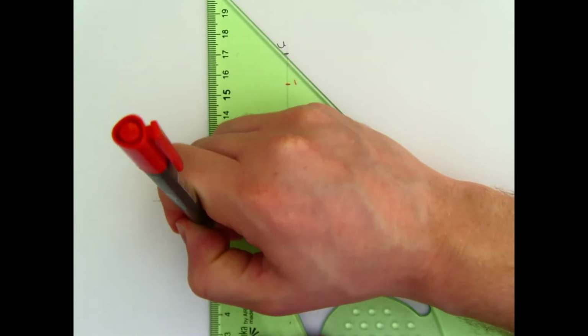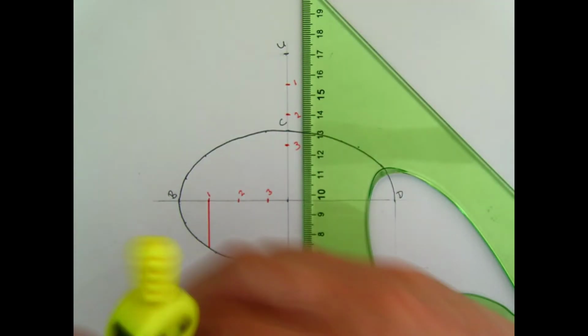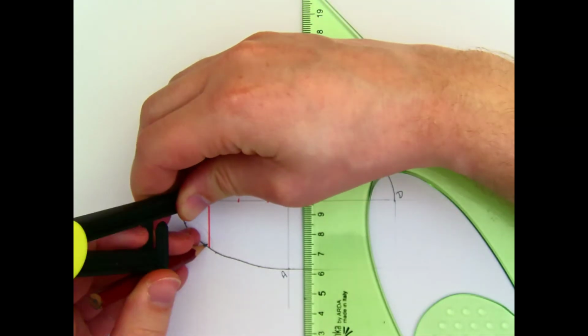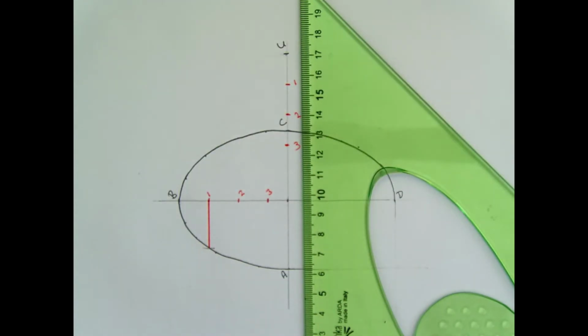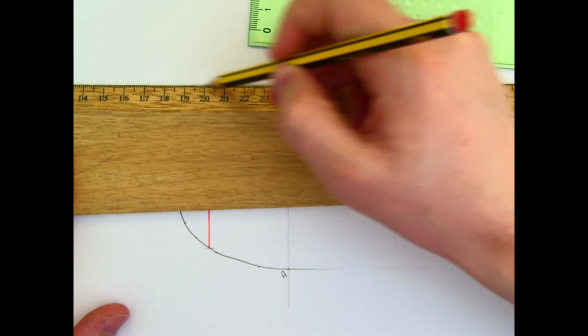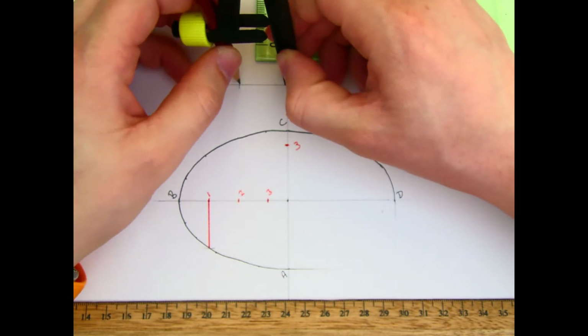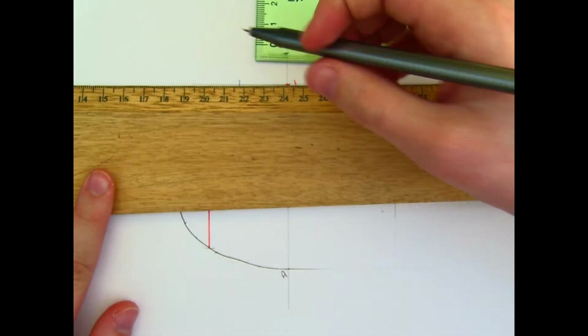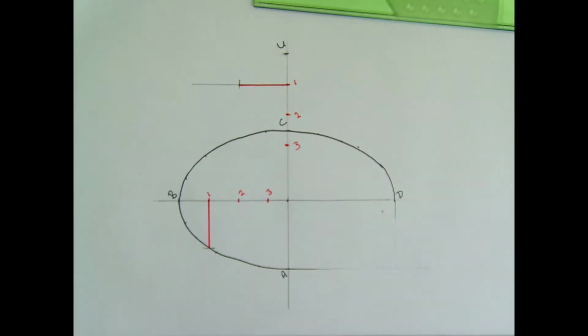So if I take this one here, I'm going to measure that distance, set it up on my compass. So I'm measuring that distance there. I'm going to mark that same distance out along the line up here. So up along here, copying that same distance out, highlighted in red. That is the same distance.